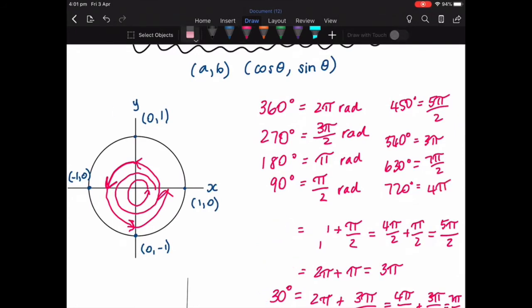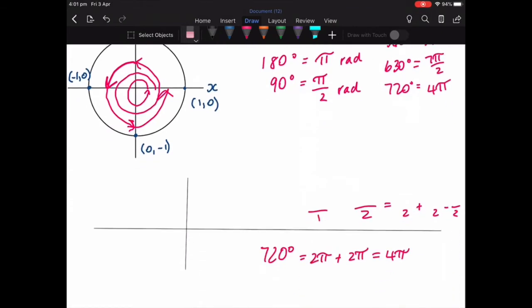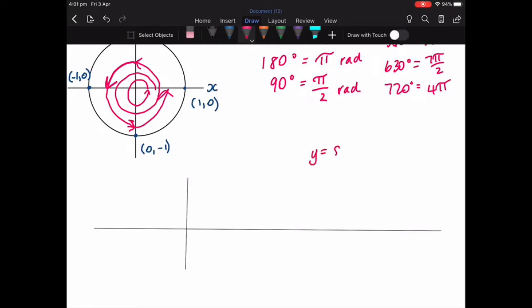So what we've worked out here is the radians for every 90 degrees, going around the circle twice. Okay, and we've done that. I'll show you why we've done that. So now we're going to plot these radians along the x-axis, because the graph we're going to plot is the graph of y equals the sine of x.